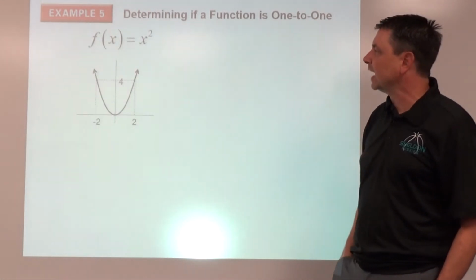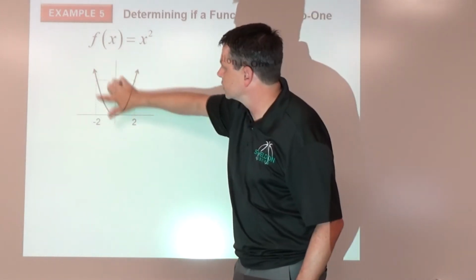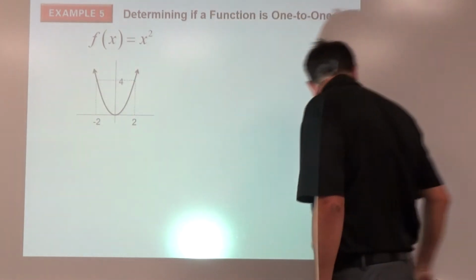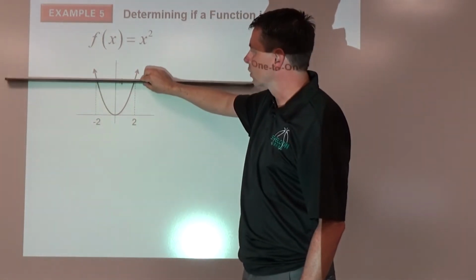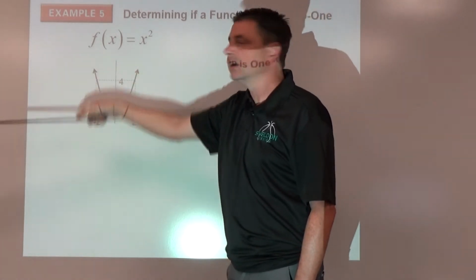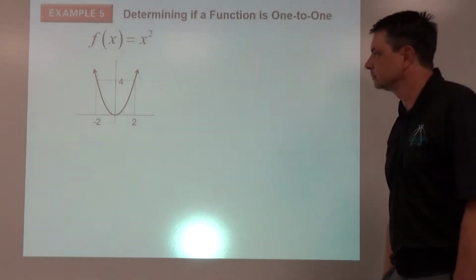If we do it from a graphing perspective, we've got our parent function, the squaring function, which is our standard parabola. Right here, if we pass a horizontal line across, it hits at 2 different places. So this function is not one-to-one.